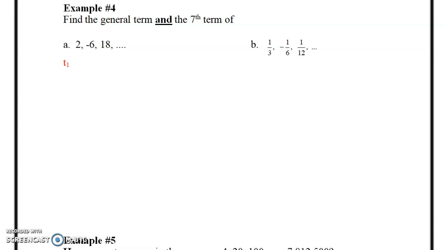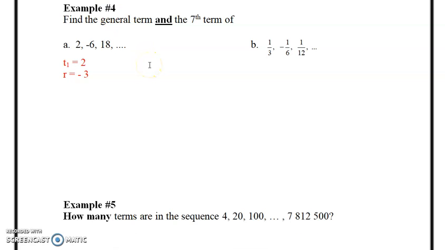So we know T1 is equal to 2, and we know the R value. Well, we check, of course, but you can clearly see that it's -3, because -6 divided by 2 is -3, or 18 divided by -6. Either way, your common ratio is -3. To get from one value to the next, it's multiplying by -3. That's a common ratio. And then we have n. We know n is equal to 7. We have 7 terms because we're looking for the 7th term. That's all we know. So it's asking to find the general term and the 7th term, right?